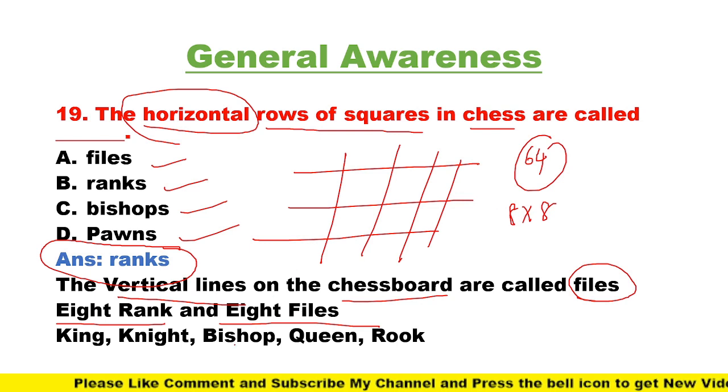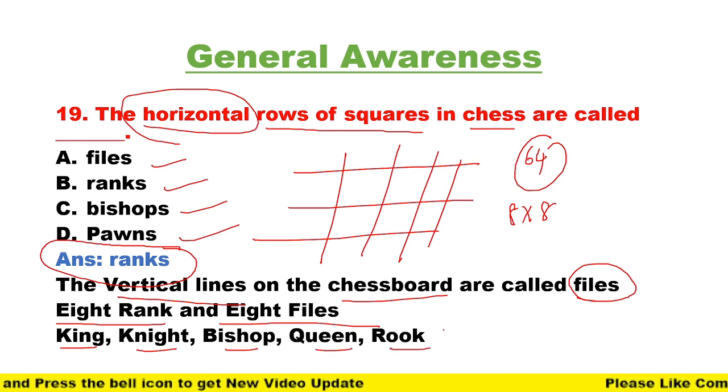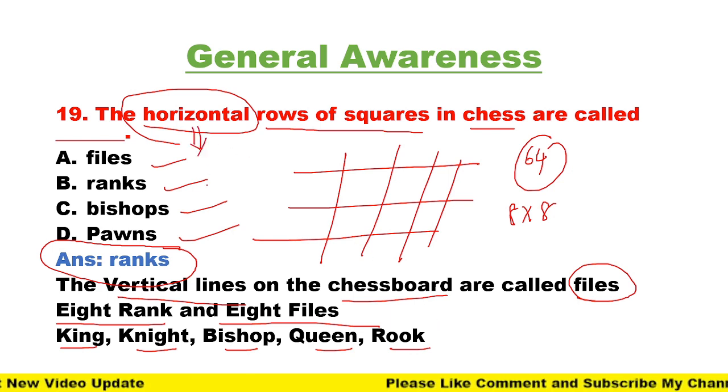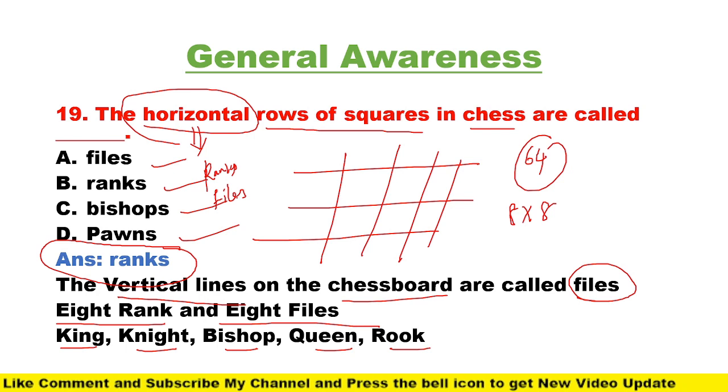The other terms related to this are king, knight, bishop, queen, rook. These are all related to chess. Once again, remember: the horizontal rows we call ranks, and the vertical ones we call files.